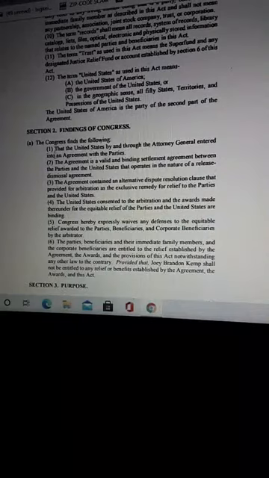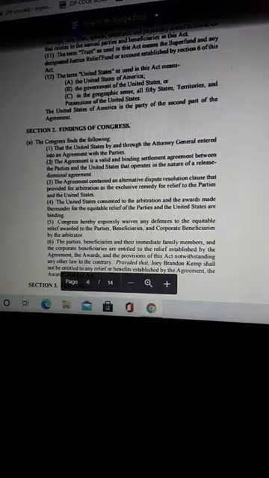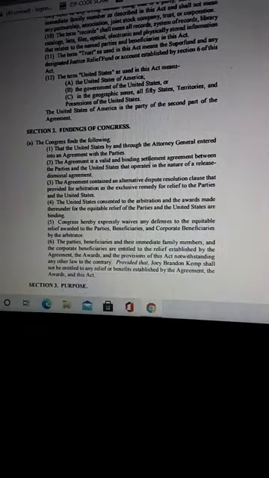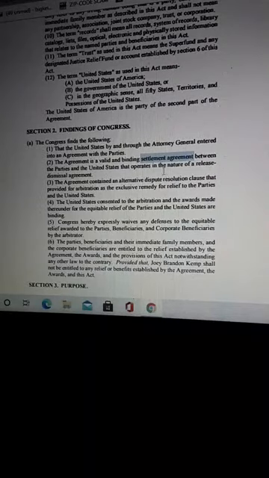Findings of Congress. The Congress finds that the United States, by and through the Attorney General, entered into an agreement with the parties. Telling you, the Attorney General has to enter into an agreement with you. That's who your agreeing party is, folks. Quit playing around. The agreement is a valid and binding settlement agreement. No longer negotiable. It is settled between the parties and the United States, and operates in the nature of a release and dismissal agreement. Release of the promissory note. Release the promissory note.